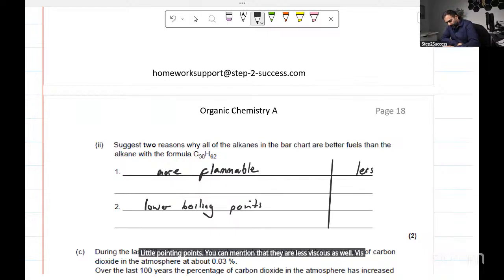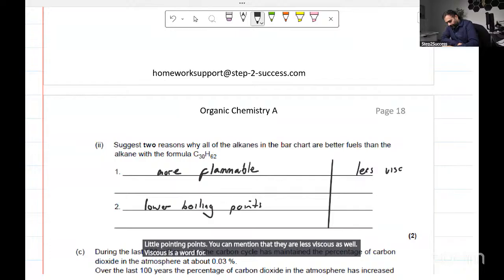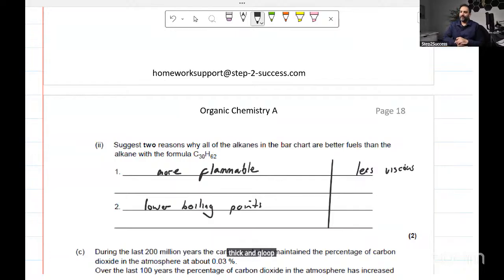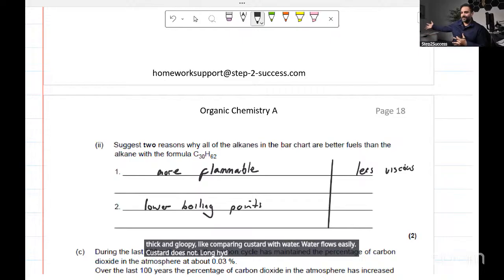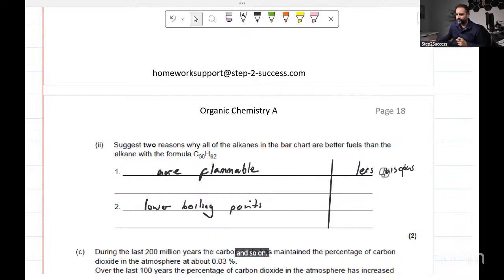Viscous is a word for thick and gloopy, like comparing custard with water. Water flows easily, custard does not. Long hydrocarbons are like custard. They don't flow as well, which means they're generally just worse to use as fuels because you can't transport them around and so on. Has that answered all the questions?